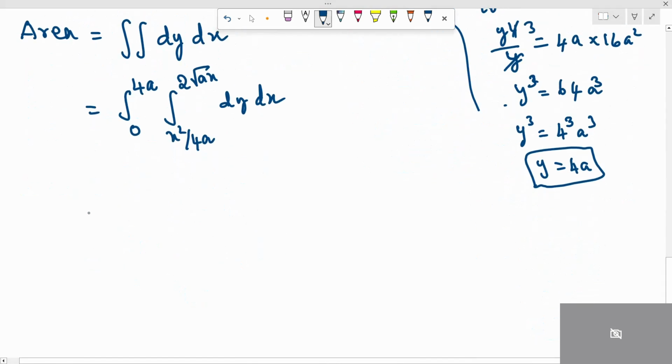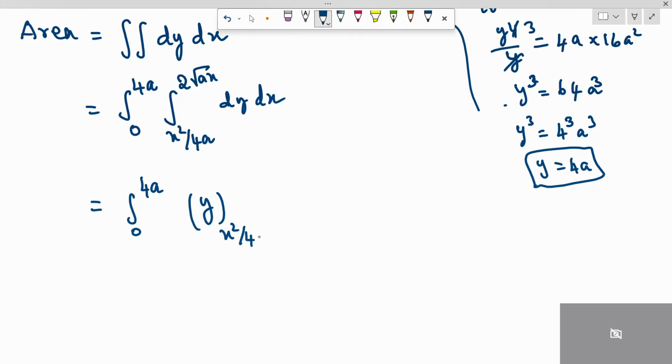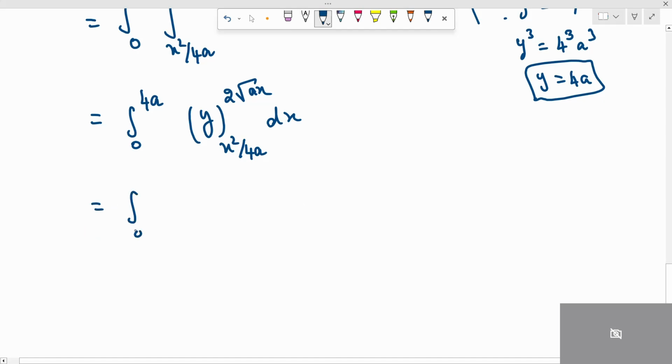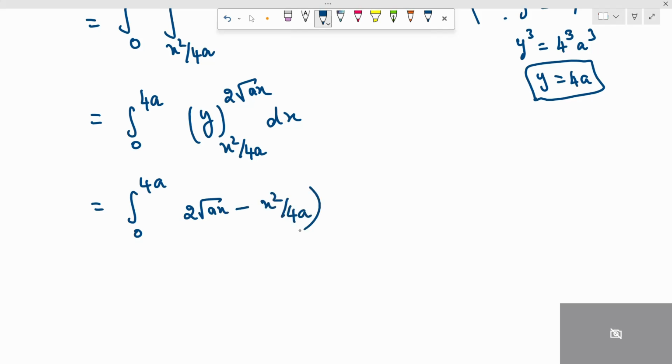Now hereafter only normal integration we are going to do, and we can integrate one by one. First integration with respect to y, integral 0 to 4a, integral of dy will be y with the limit x square by 4a to 2 into root ax, into dx. First apply the upper limit value 2 into root ax in y, minus the lower limit x square by 4a, into dx.